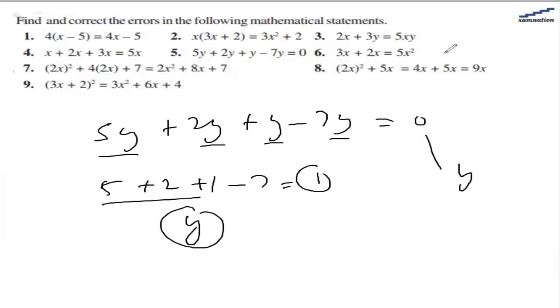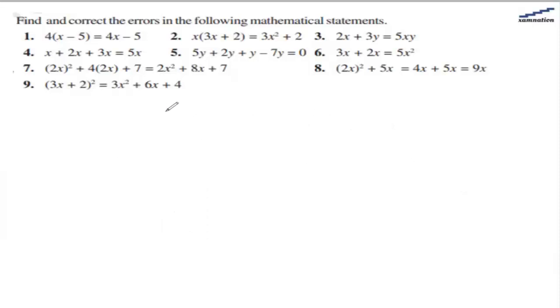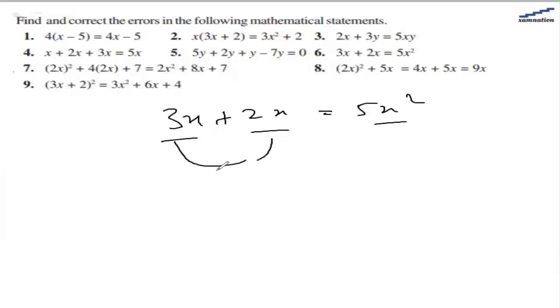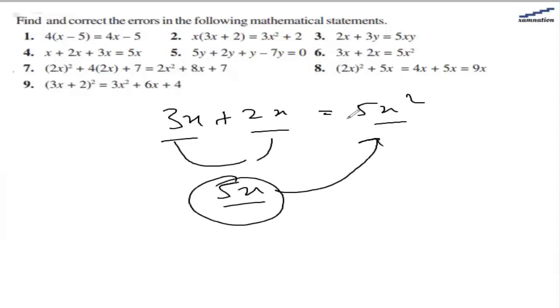For the sixth part, we have 3x plus 2x, that is equal to 5x square. Here we are adding the like terms, and the variable is x. And here we are just multiplying. So the coefficients will add up, and the answer should be 5x instead of 5x square. So that is what should come in the right hand side.